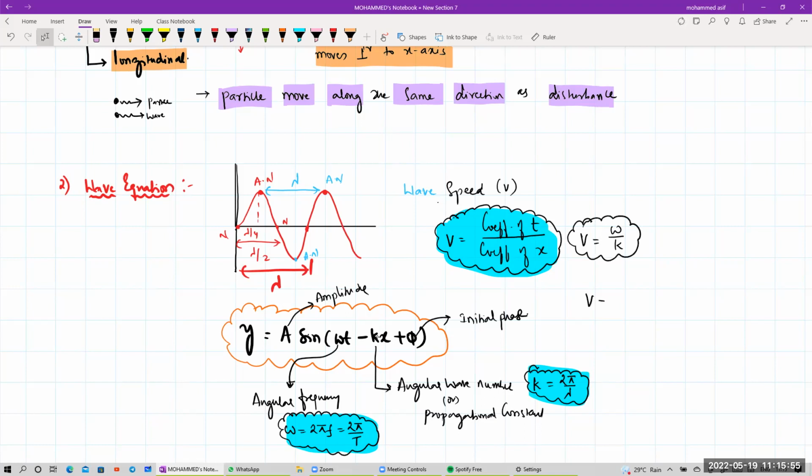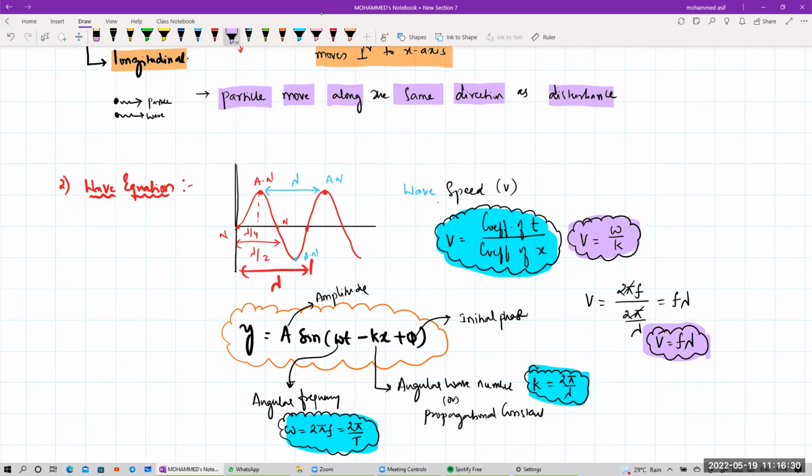Else I can write V is equal to omega, which is 2 pi by T, or 2 pi into F, divided by K. K value is how much? 2 pi by lambda. This 2 pi will get cancelled. So that is equal to frequency into lambda. So V is also equal to frequency into lambda. This is another form of the wave velocity. So V is equal to omega by K, or V is equal to frequency into wavelength. Clear?